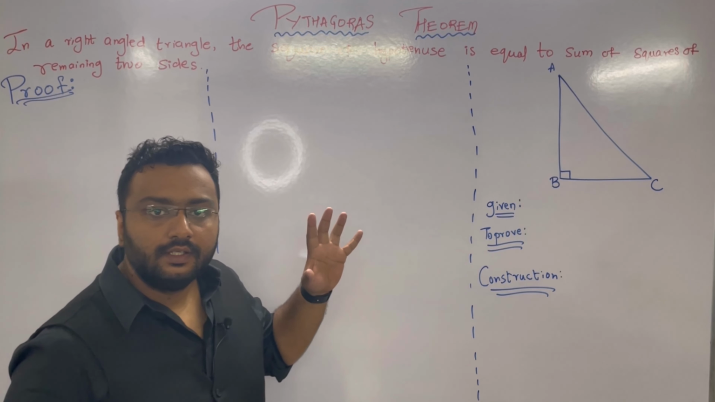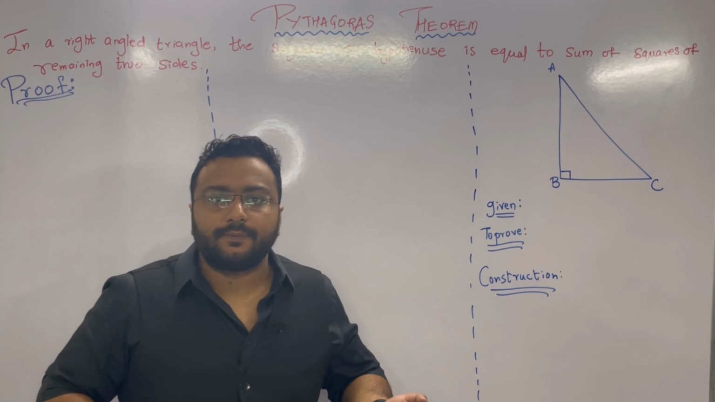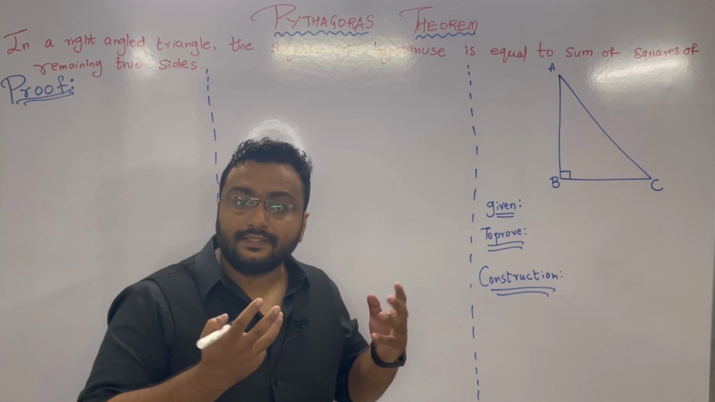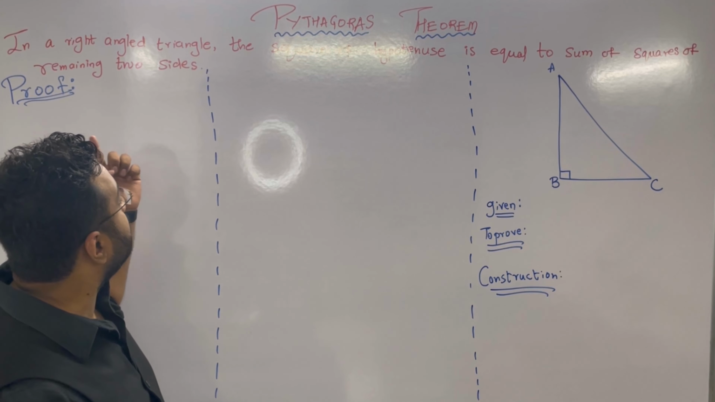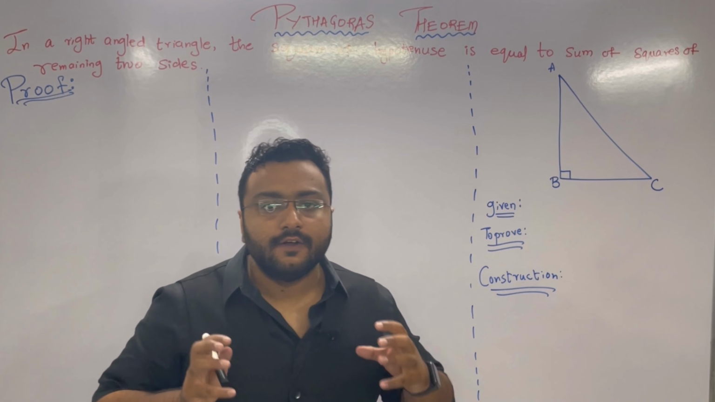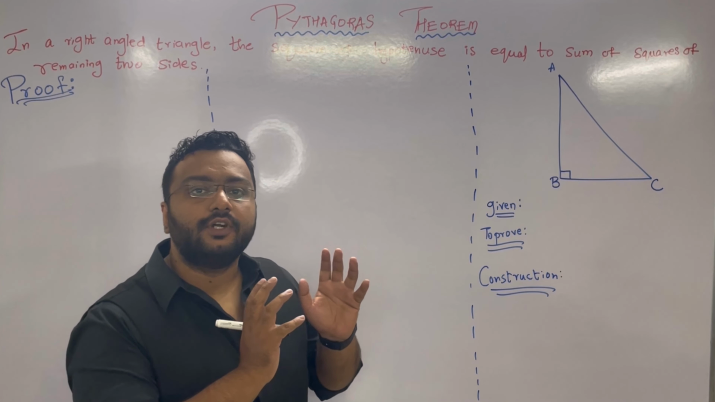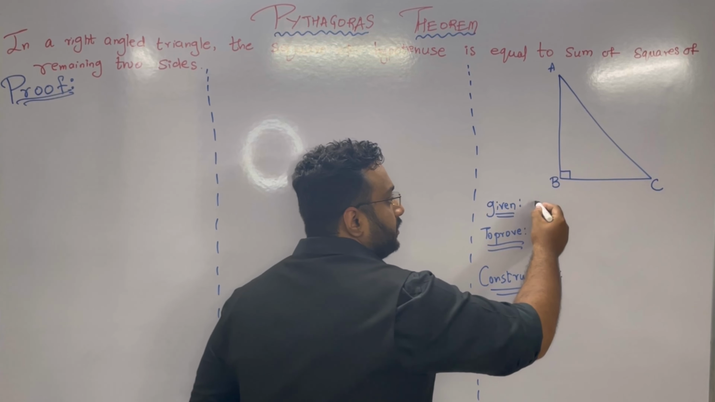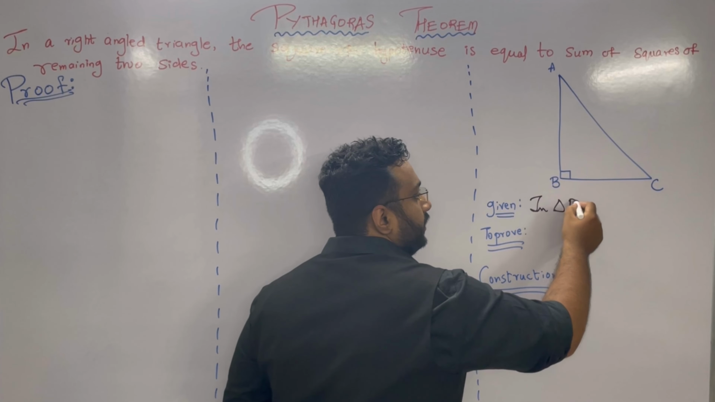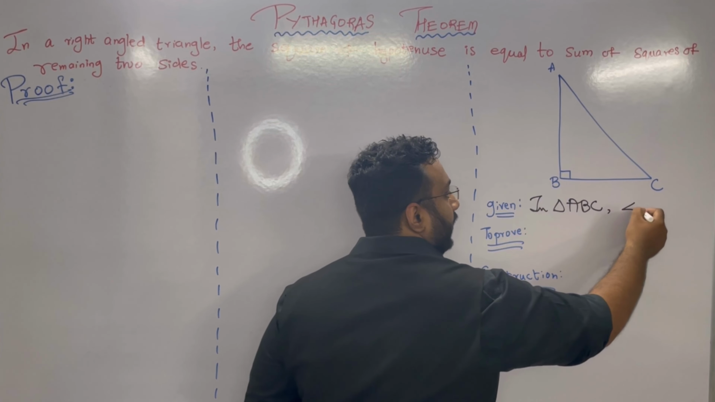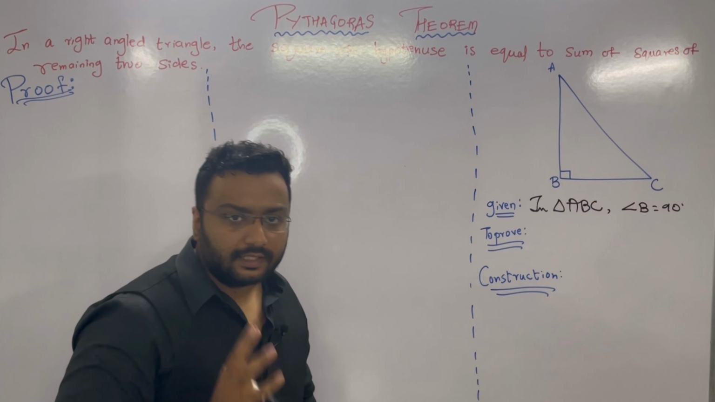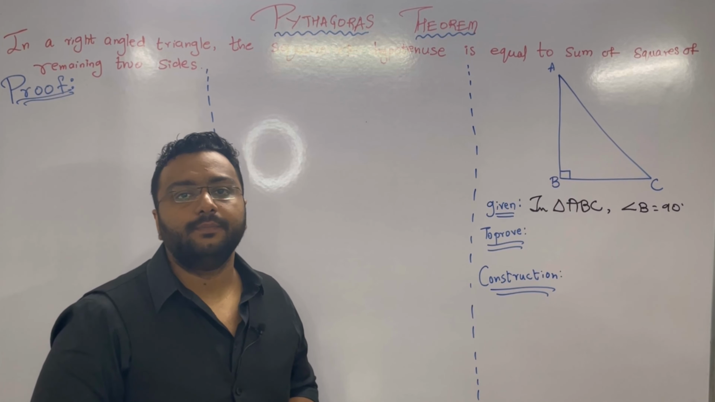Now observe here. This is the Pythagoras theorem. We all know what it is: the square of the hypotenuse is equal to the sum of the squares of the remaining two sides. So let's see the statement. The statement says, in a right angle triangle. That means first in this theorem we should have a right angle triangle. So I have drawn a right angle triangle ABC over here. This is the given part. So let's write the given. Given: in triangle ABC, it is a right angle triangle, so angle B is equal to 90 degrees. That's it. Only that much is given. There is a right angle triangle and angle B is 90 degrees.